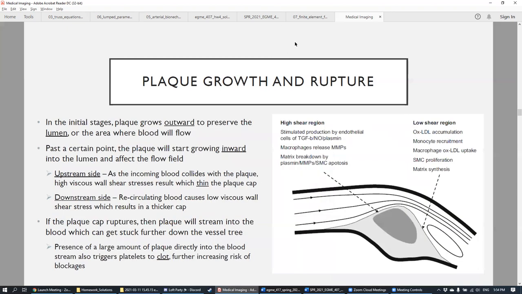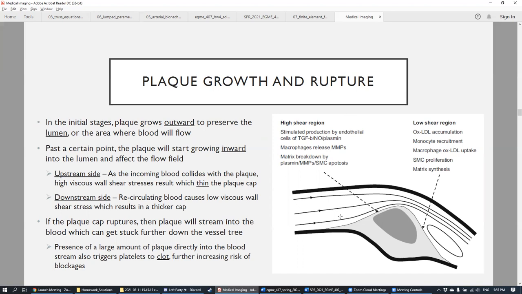Okay. All right. Let's talk about plaque growth and rupture, because I think this is another really important part. Just like we said before, initially the plaque is going to grow outward to basically preserve the lumen as much as possible. But eventually, in the later stages of atherosclerosis, if you don't do anything about it, the plaque will actually start to grow inward into the vessel.